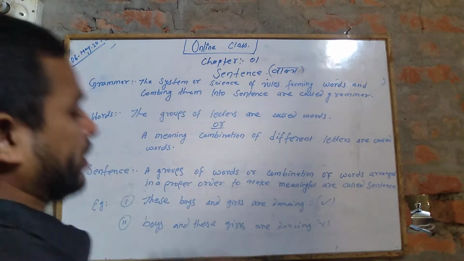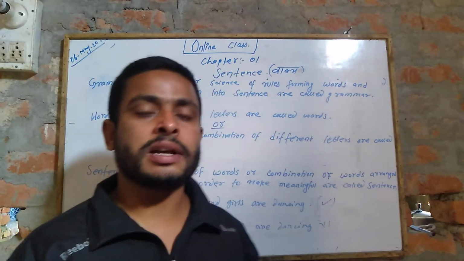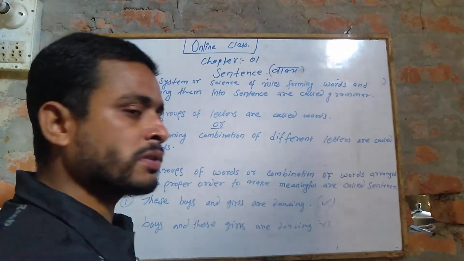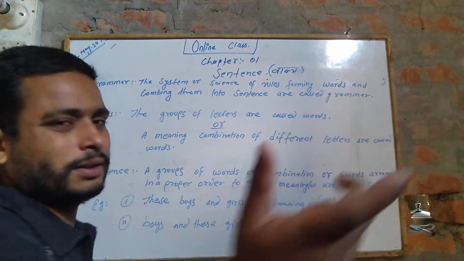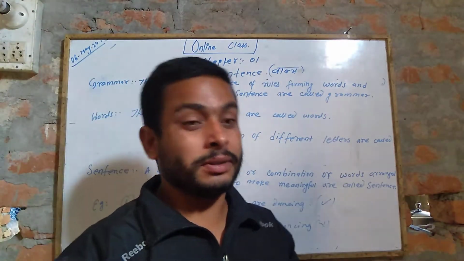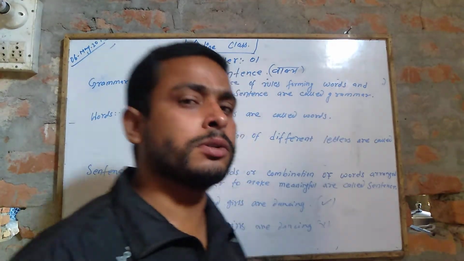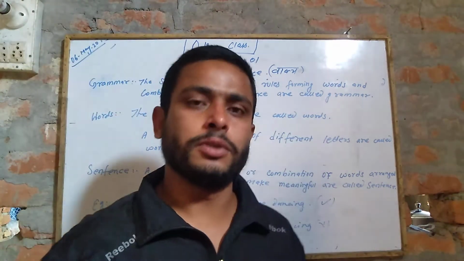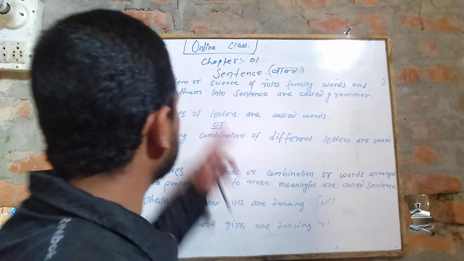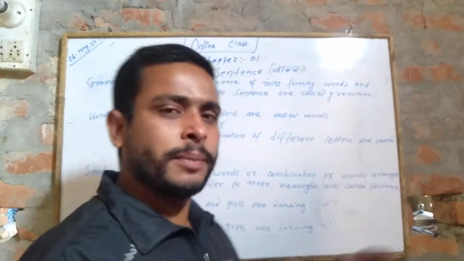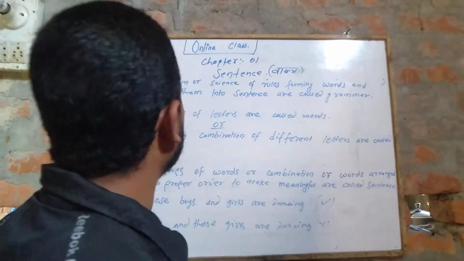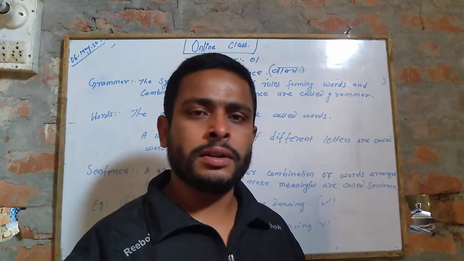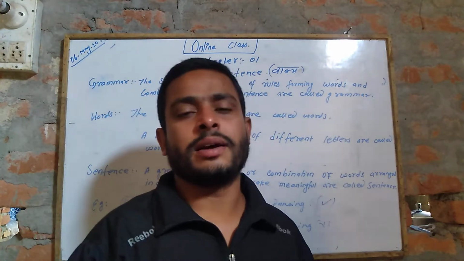After vowel and consonant, we start our grammar book chapter. Before starting, let's know what grammar is. I hope no one knows the definition of grammar, so let's try to know it. The system, meaning norms, rules, process, or science of rules for forming words and combining them into sentences, is called grammar. Combine the letters, combine the words, that makes a sentence. That is grammar.